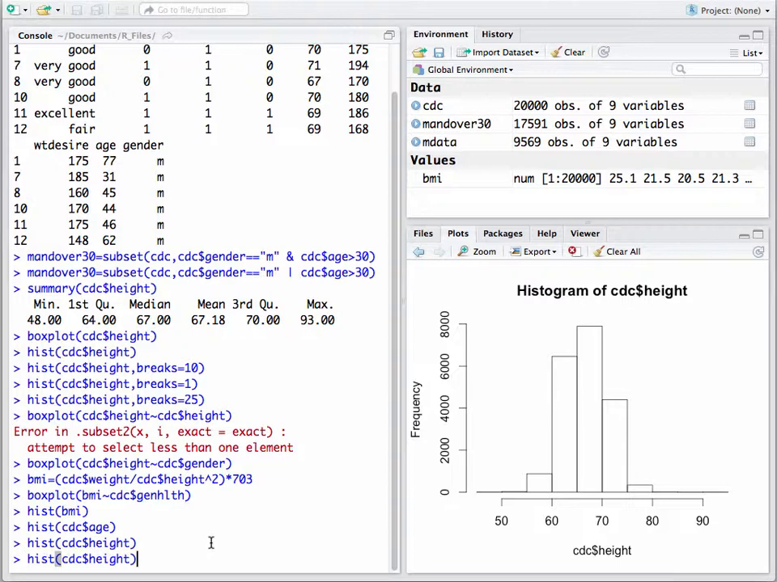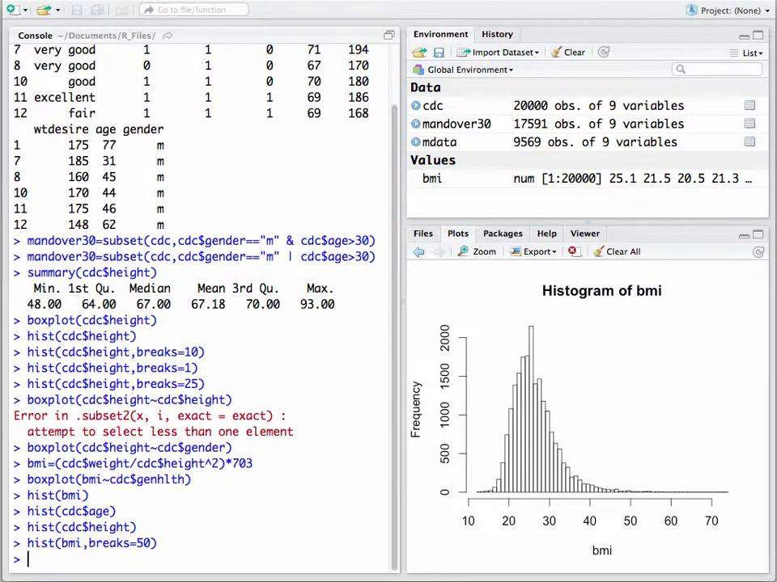I want to make sure I go over that one with you one more time. Let's do that with BMI, and let's put breaks equals 50 in there, because that's what they ask us to do in the lab. So we ought to stick to some of the stuff they tell us to do in the lab. What it does is it breaks it down even finer, and it makes it easier to see, just as it was with the age histogram, that the BMI is actually skewed to the right.